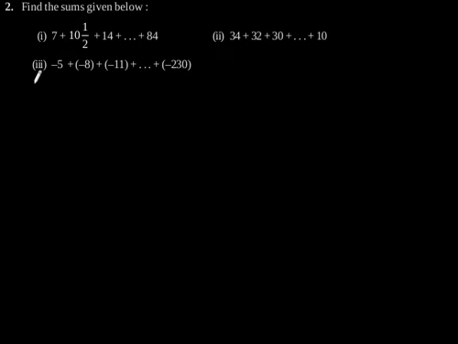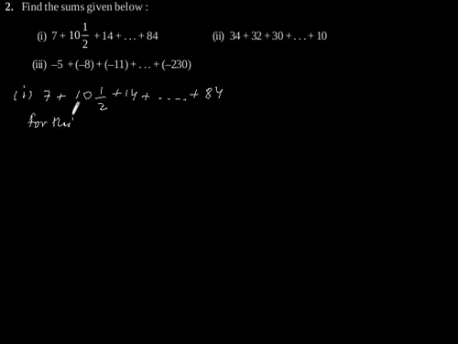Exercise 5.3, question number 2. Find the sums given below. First is 7 plus 10 1 by 2 plus 14 plus, and the last one is 84.